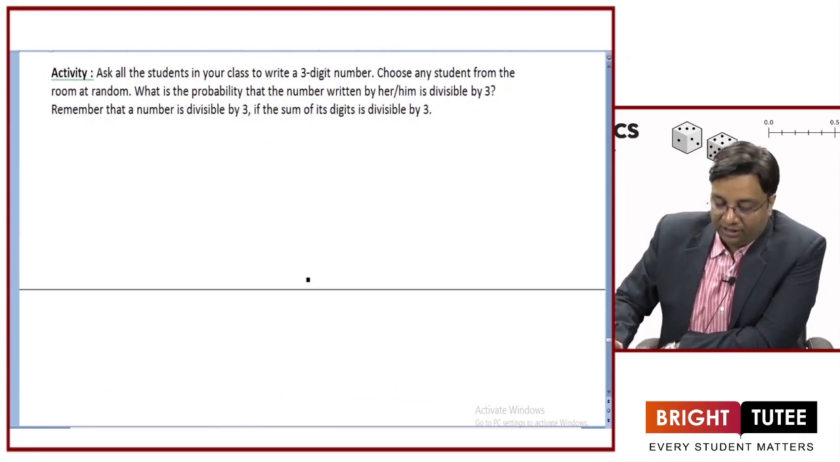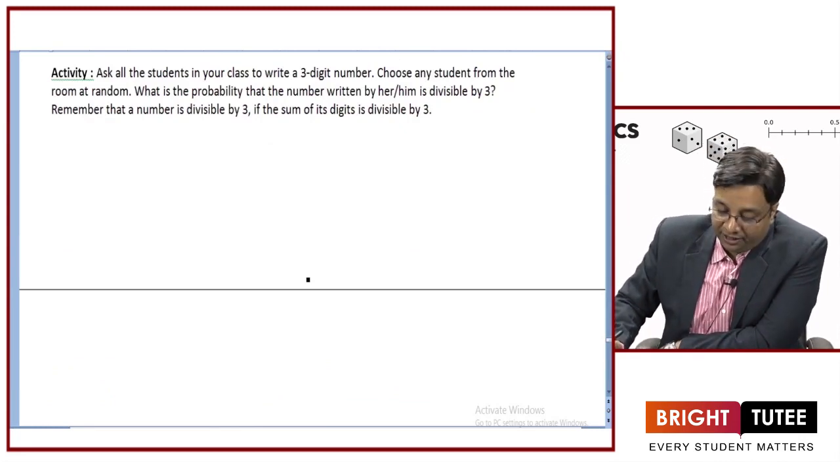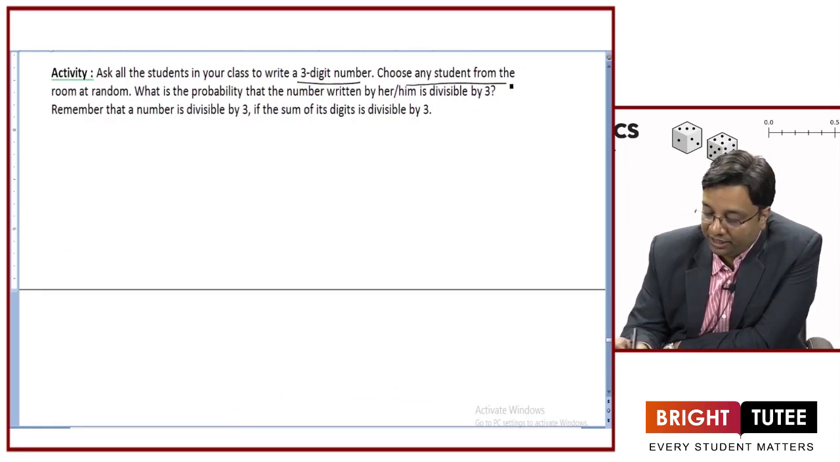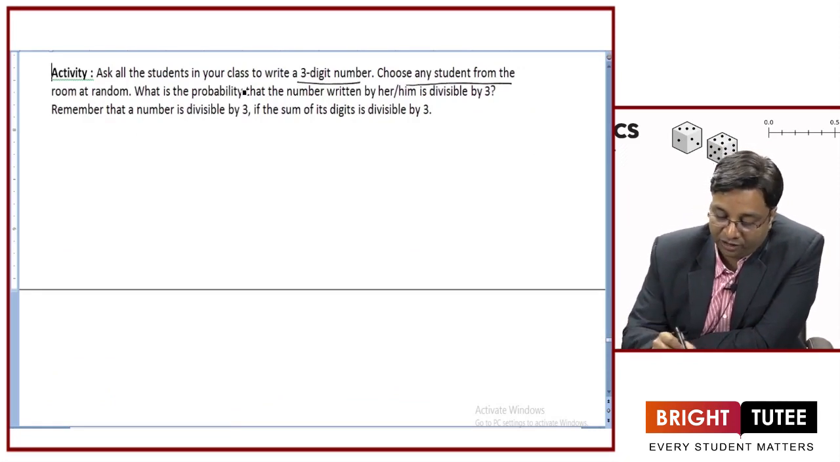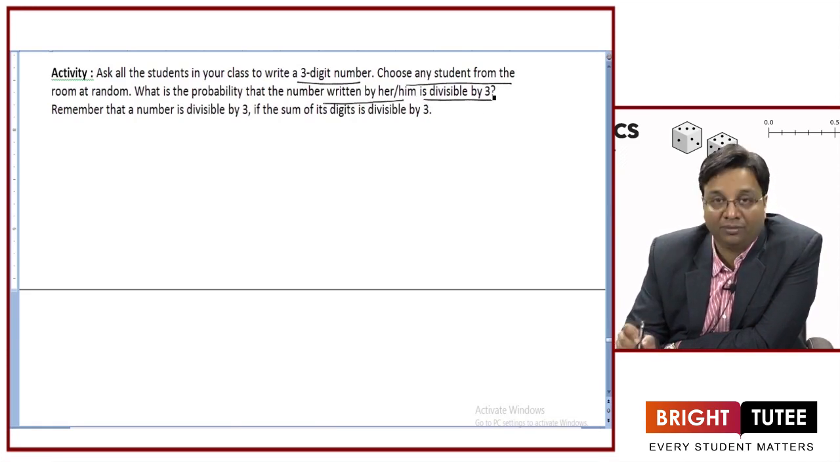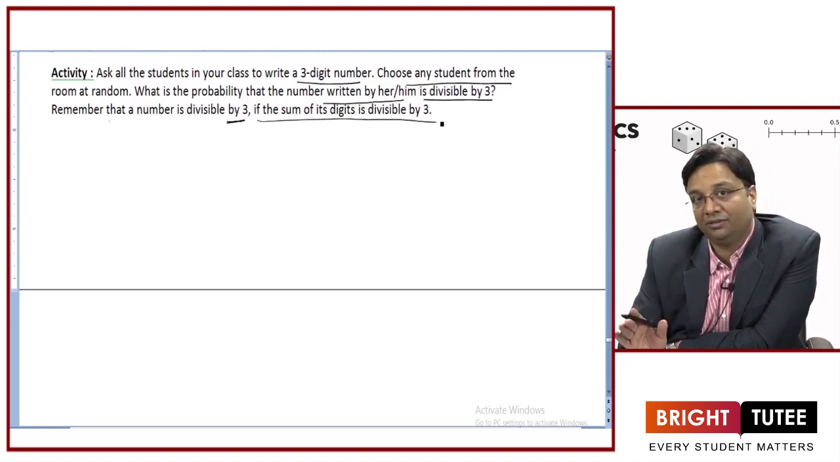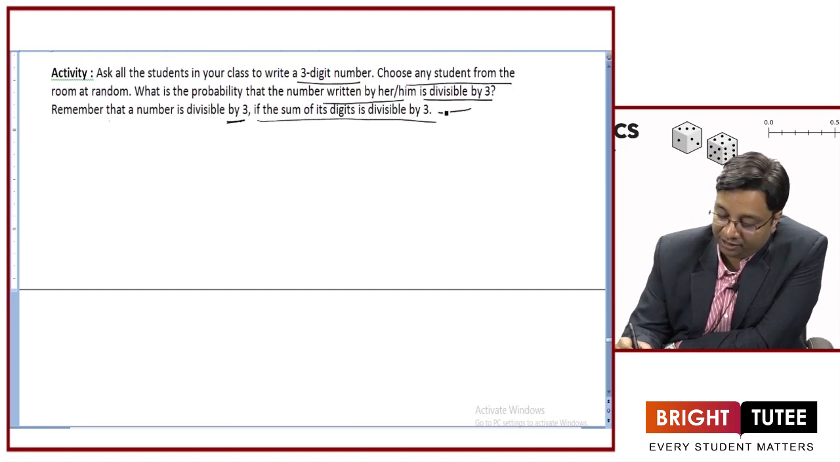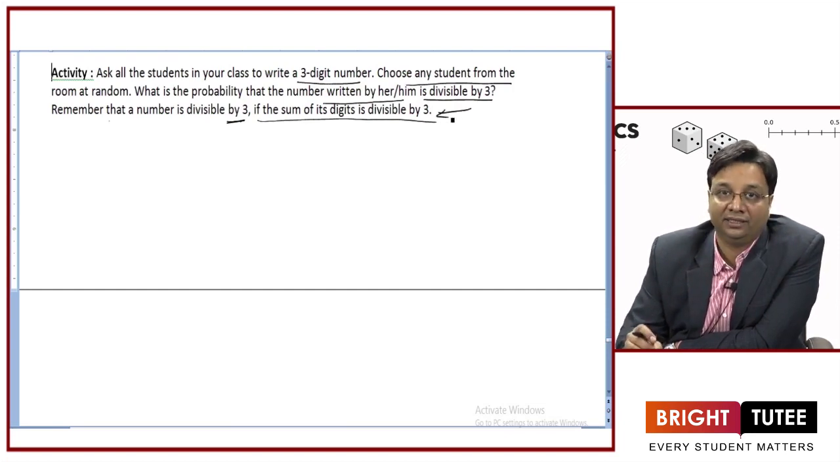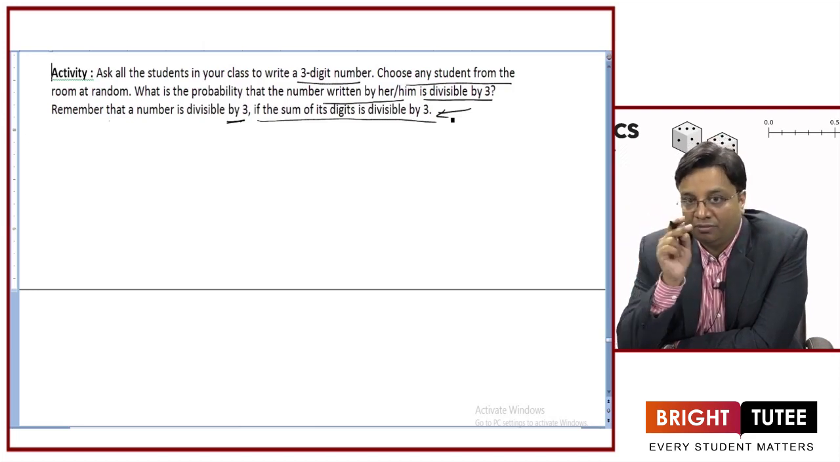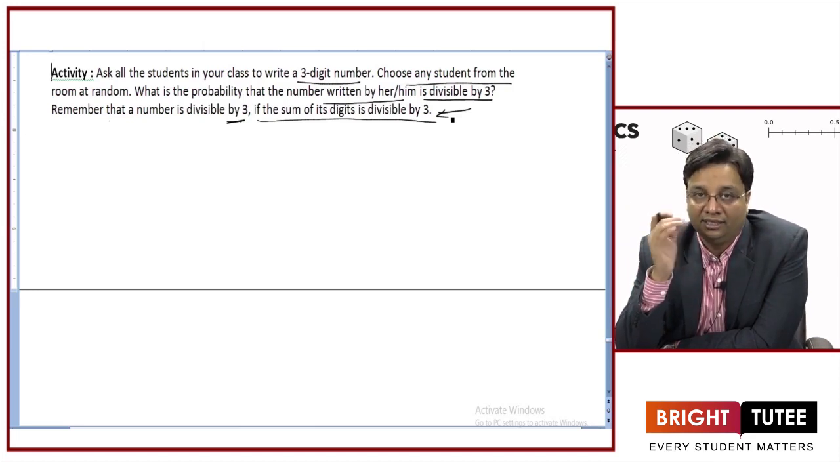Here is another activity. Ask all the students in your class to write a 3-digit number on the board. Choose any student from the room at random. What is the probability that the number written by her or him is divisible by 3? Remember that a number is divisible by 3 if the sum of the digits is divisible by 3. This is the test of divisibility by 3.